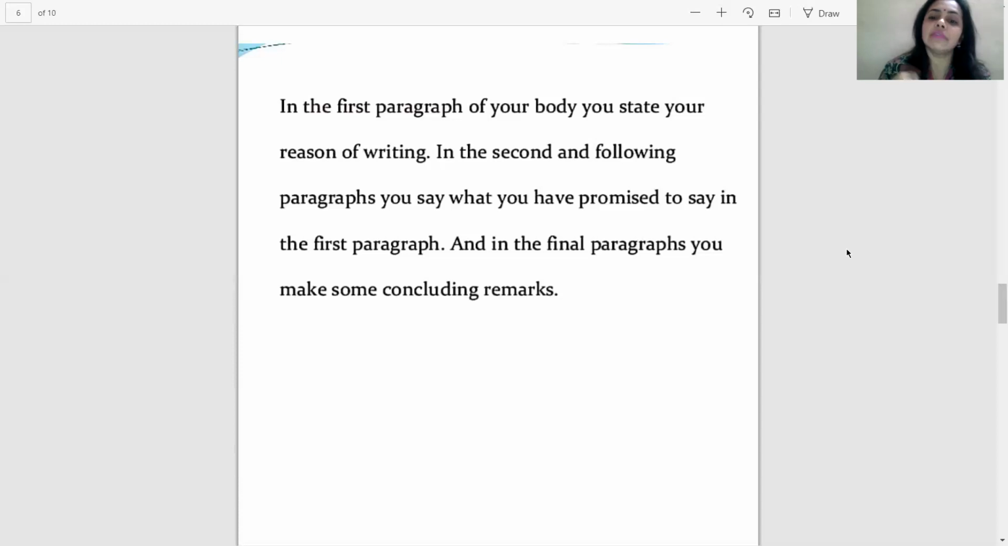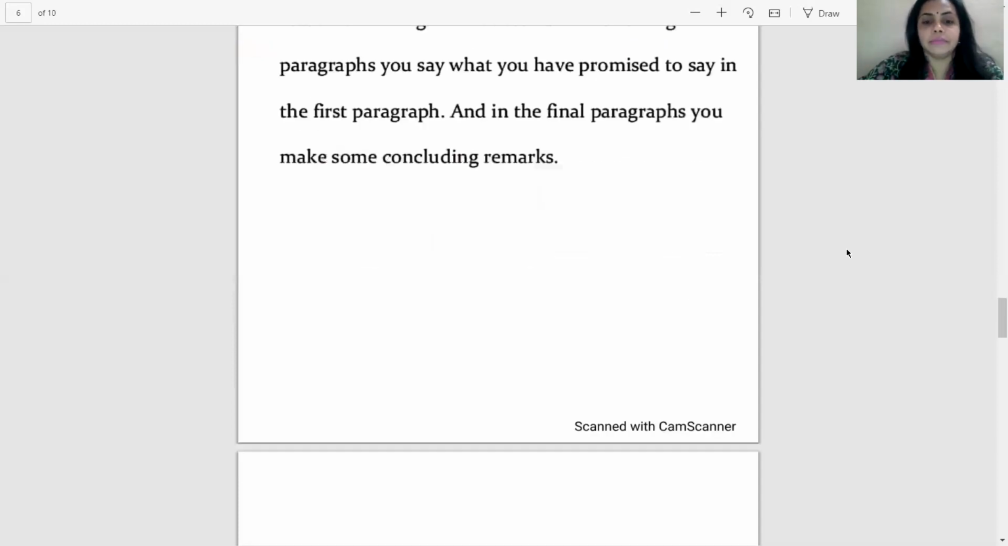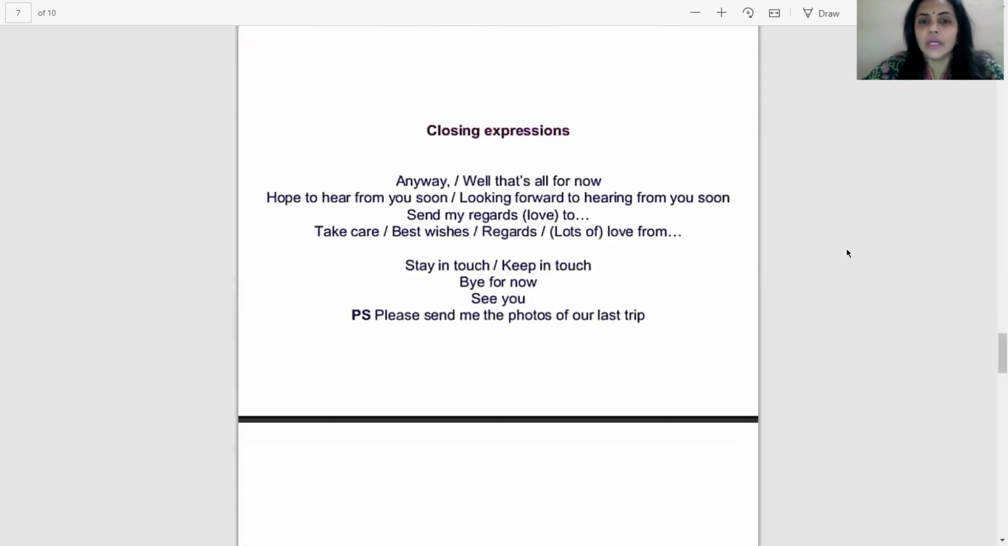Then what happens in the final paragraph? In the final paragraph, you make some concluding remarks. And what are those? That also we shall see. Closing expressions.